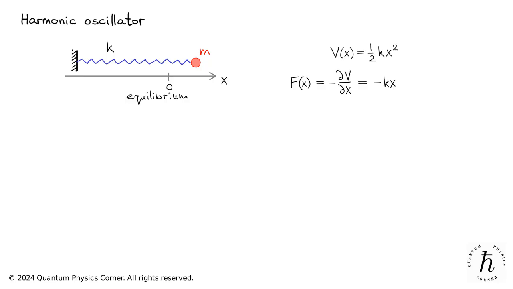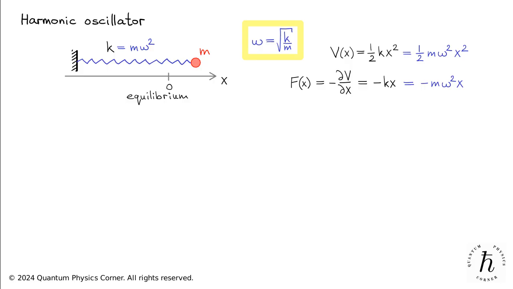Now, to simplify the forthcoming calculations, let's introduce the quantity omega as the square root of the spring constant divided by the particle's mass. Omega, possessing dimensions of frequency, will indeed turn out to represent the frequency of the particle's oscillations. In terms of omega, k becomes m times omega squared. The potential V becomes half the product of m, omega squared and x squared. And the force reads minus m omega squared x.